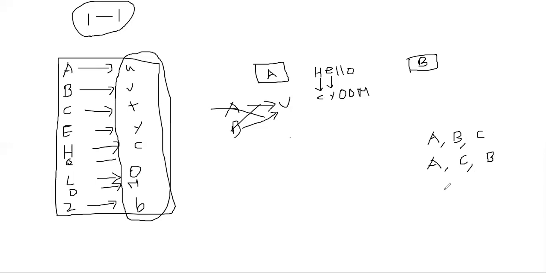Similarly, we can swap B and A, right? We can swap B with B as it is, and C and A, right? And then we have the same C, A, B, and then C, B, A. That's basically it. So how many permutations did we get? We get six permutations.